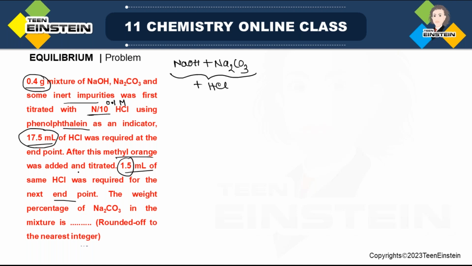In a basic medium it is yellow, and gradually you are adding acid, so it will change color from yellow to red. So in the second titration, 1.5 ml of HCl was required for the next end point. From this information, you have to find the weight percentage of sodium carbonate in the mixture, that is, what is the mass percentage present in the 0.4 g.